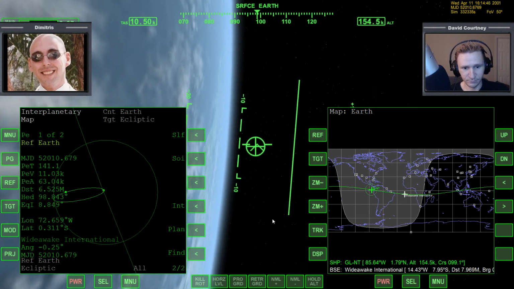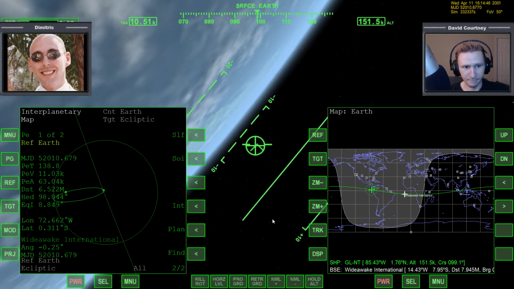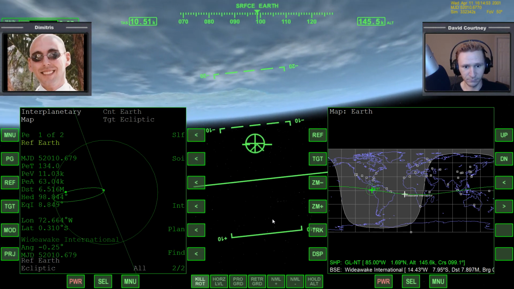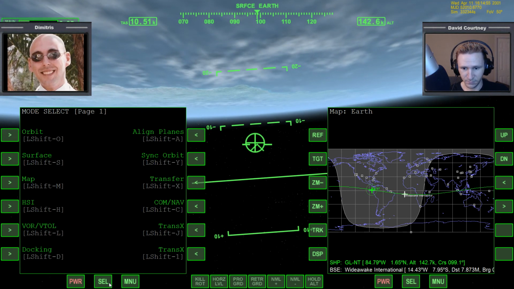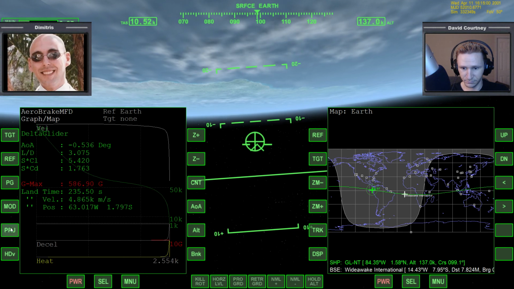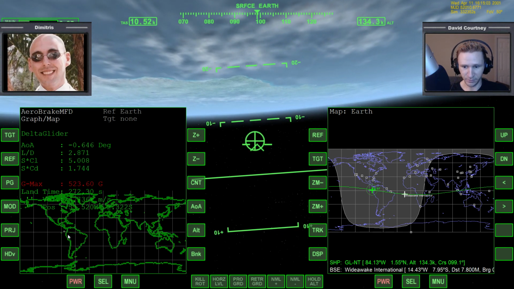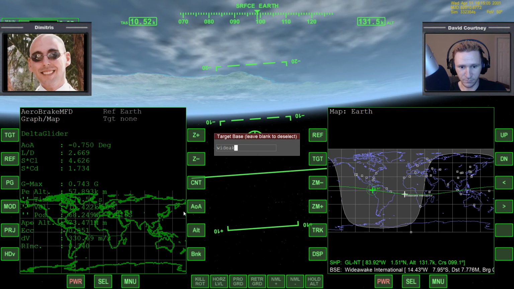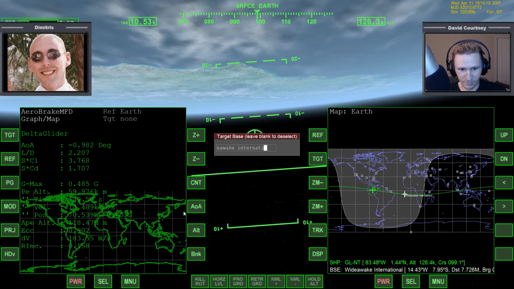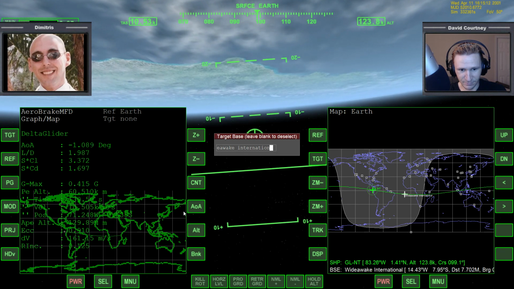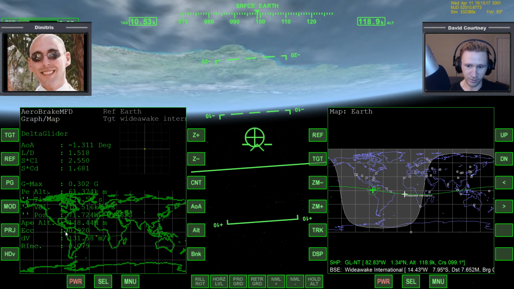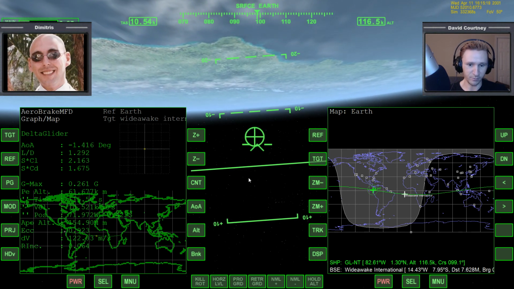And you can also open up Aerobrake MFD to see exactly where you're going. Yeah, let's bring that up. And now, of course, you'd have to target. Target the base, and now you can see where you're going, and you can see, according to Aerobrake, that green line's right across the base.